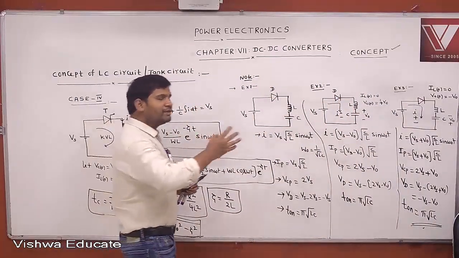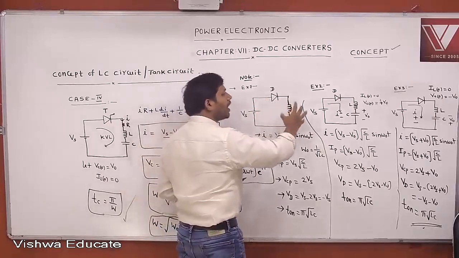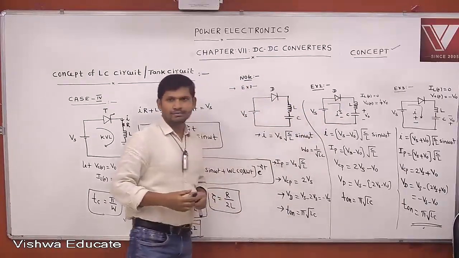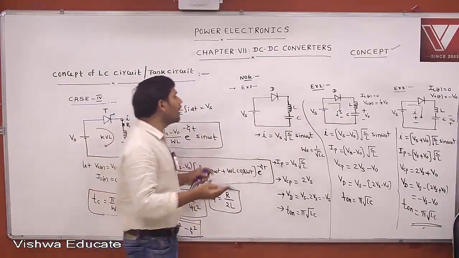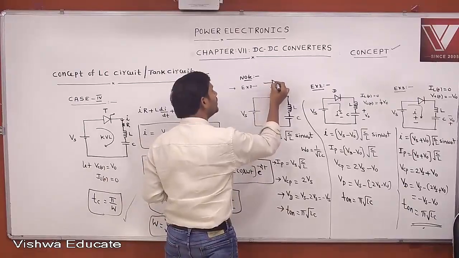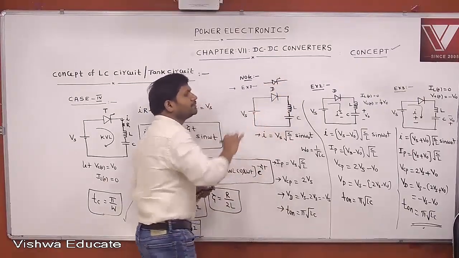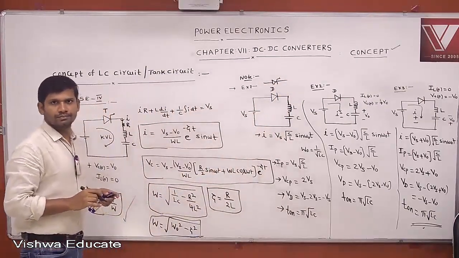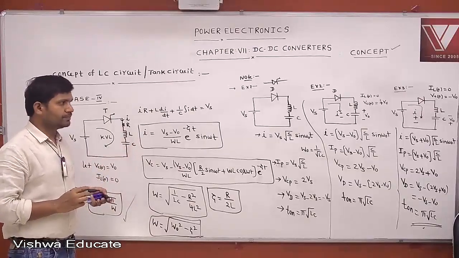Based on the given initial conditions, concentrate on how to apply the formula. It may be a diode or thyristor. Even if a thyristor is taken, you apply the same formulas. Okay? Quick. No doubt.